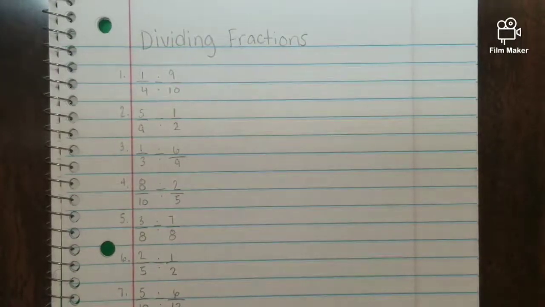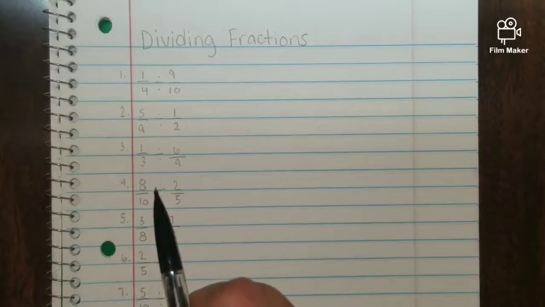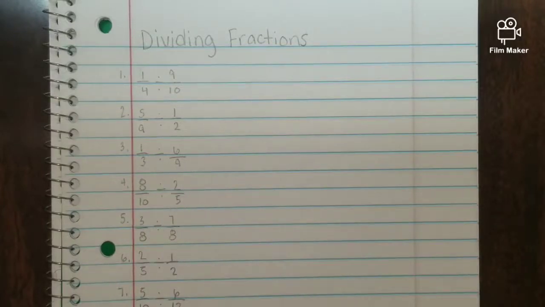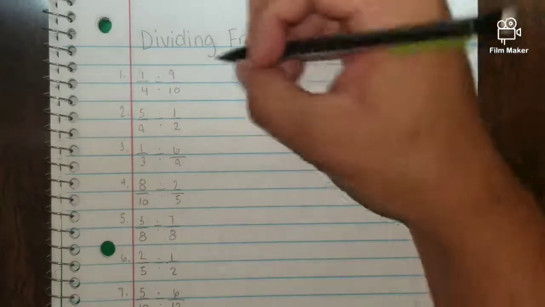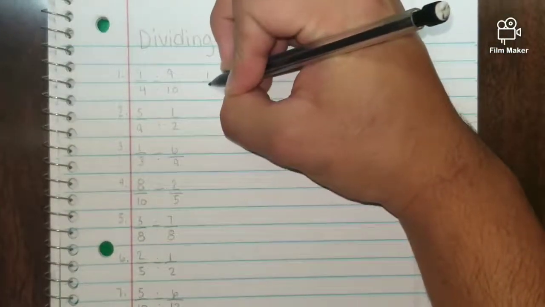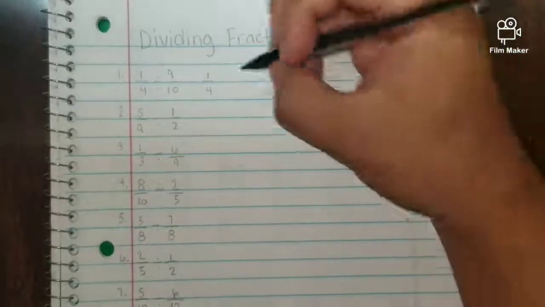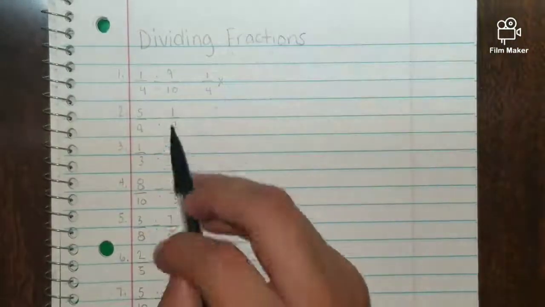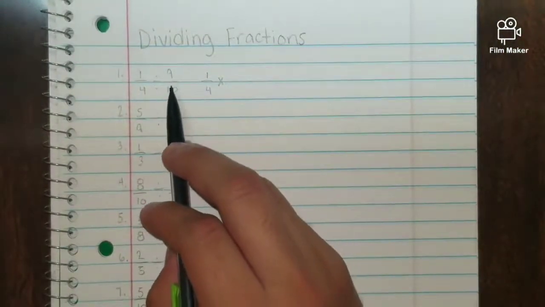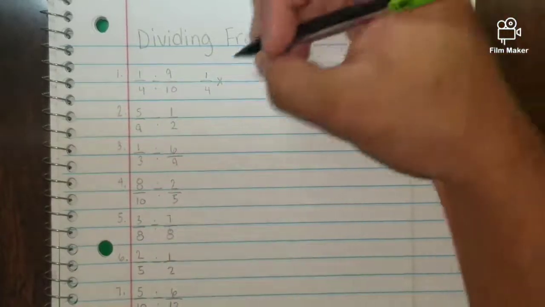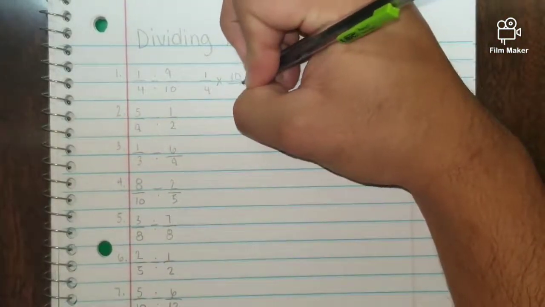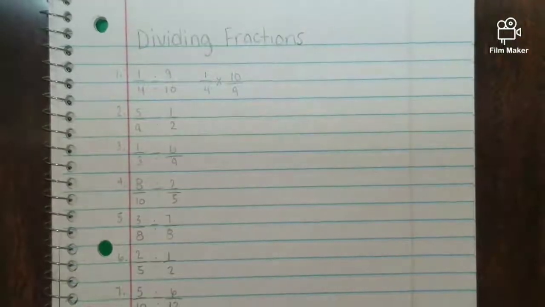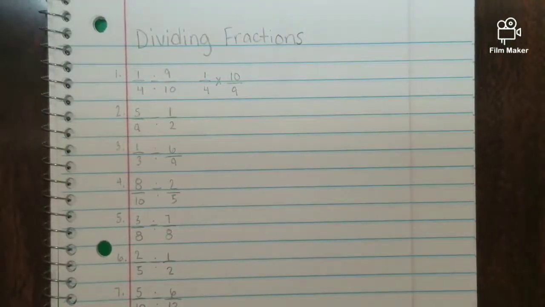So for the first one, we have 1 over 4 divided by 9 over 10. The first thing we would do is rewrite the fraction. We would keep this as 1 over 4 and then multiply by the opposite of this, or the reciprocal, which is 10 over 9. That's how we would rewrite the equation. And then we would simply multiply across and get our answer.